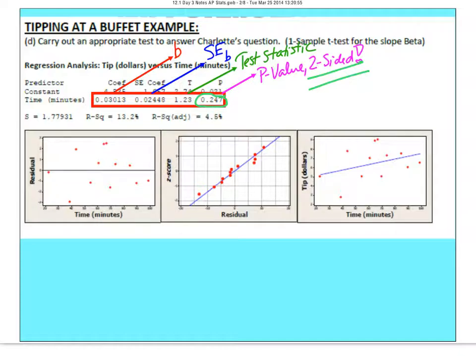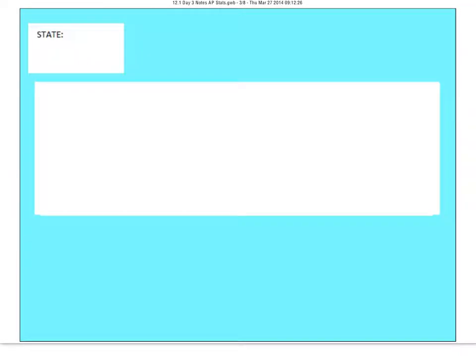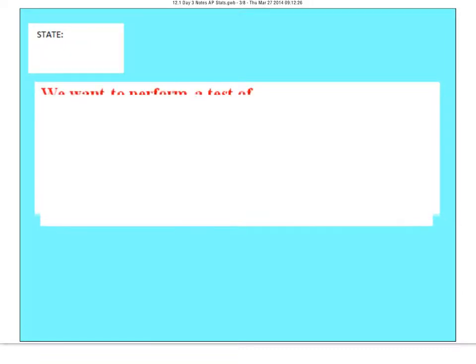Let's go ahead and carry out a hypothesis test. Now remember, Charlotte was curious: if people stayed longer at the buffet, will they tip more? So will that help us figure out what type of test to do? Is it one-sided or two? For this case, we want to perform a test.